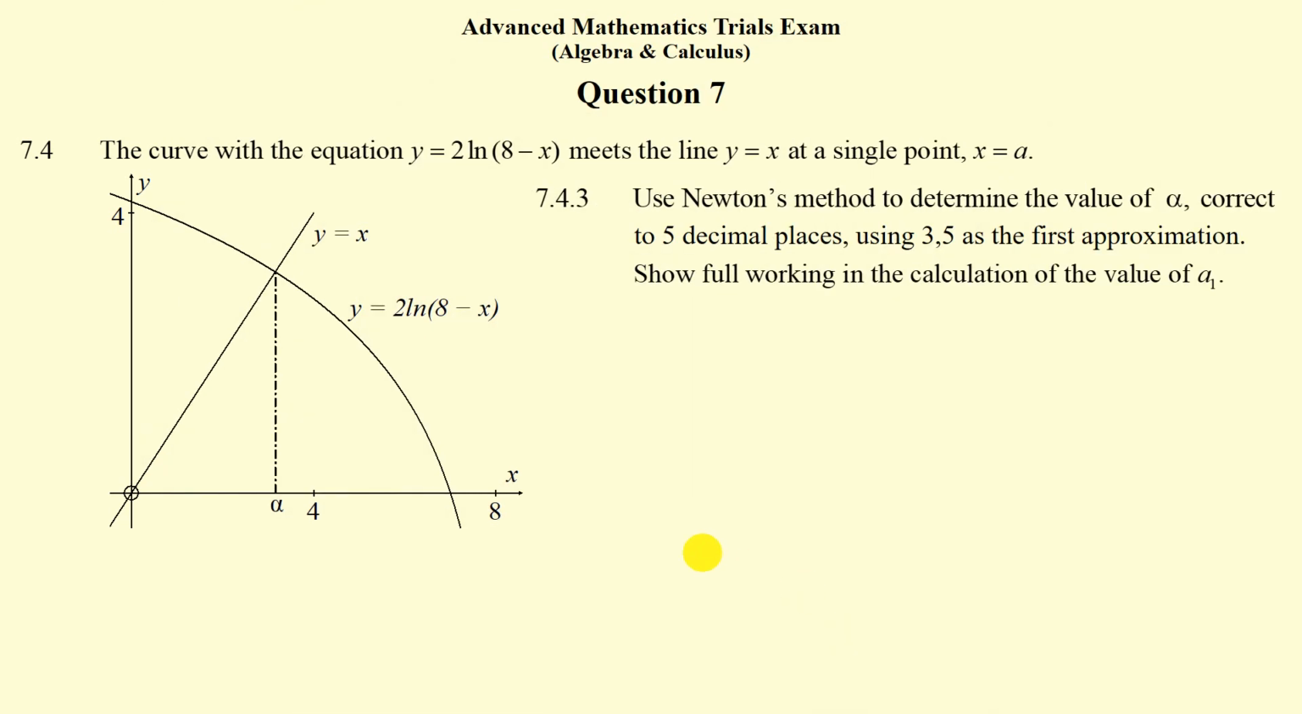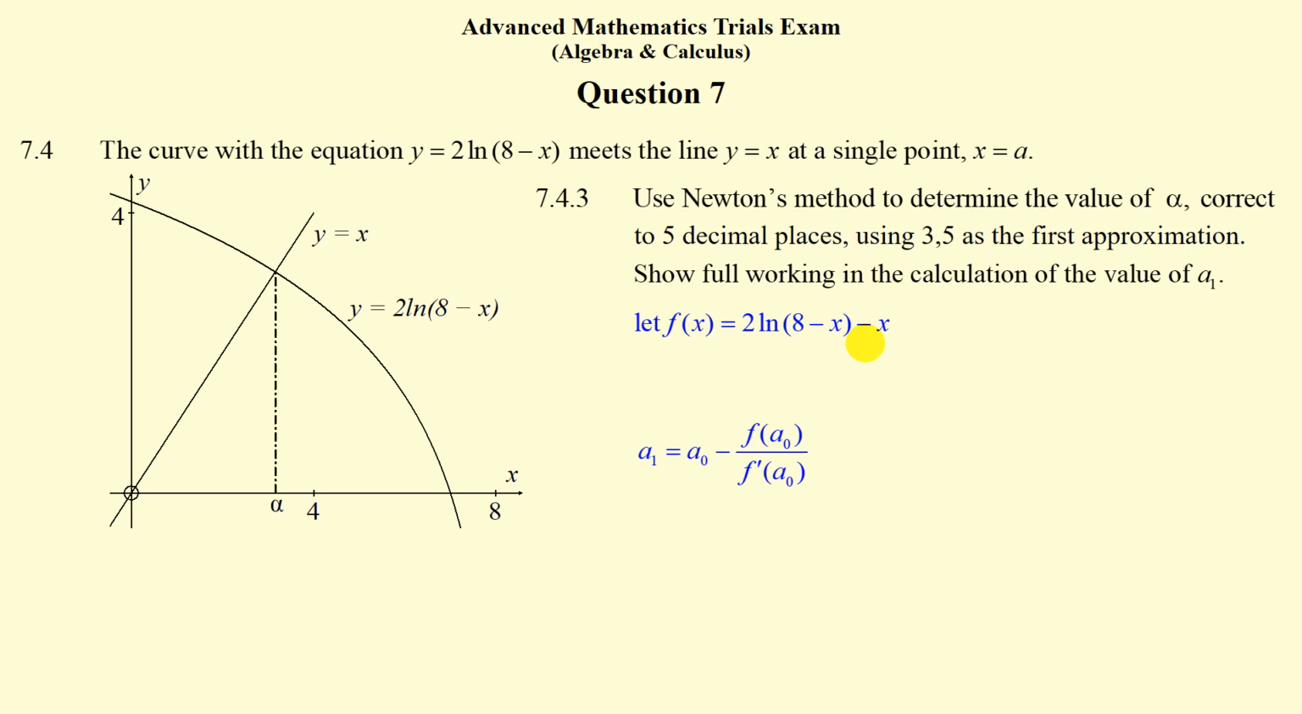Now we have to use Newton's method to determine the value of alpha, correct to 5 decimal places, using 3.5 as the first approximation. Show full working for the calculation of the value of A1. So there's the formula. A1 equals A0 minus f of A0 over f prime of A0. A pretty simple formula. It is in your information booklet. Now, let f of x equal 2 ln of 8 minus x, minus x. That's the equation we're solving. You see, it's that equals that, which means that that minus that equals 0. So we're solving that equation.